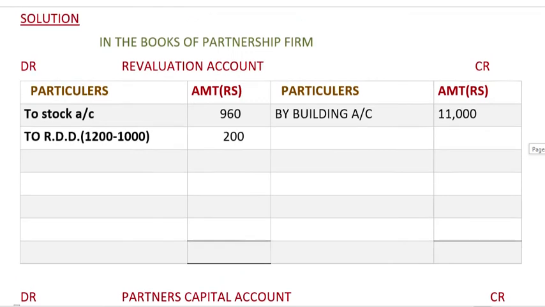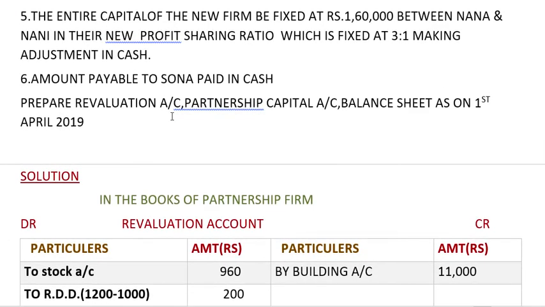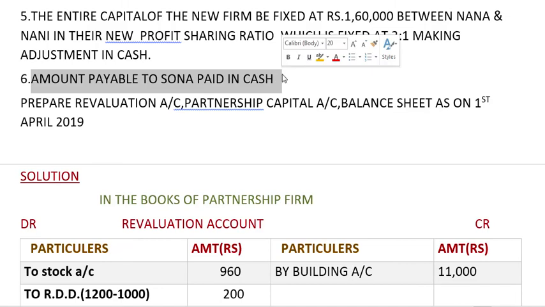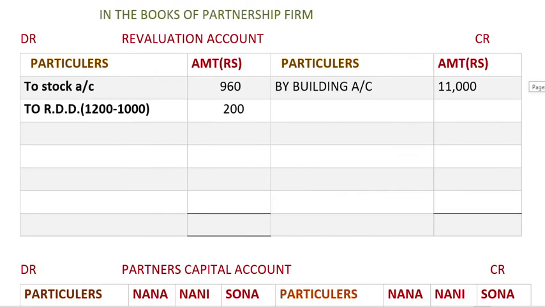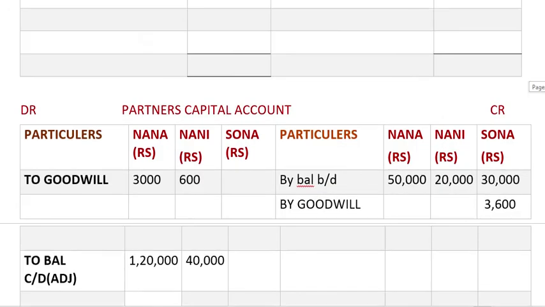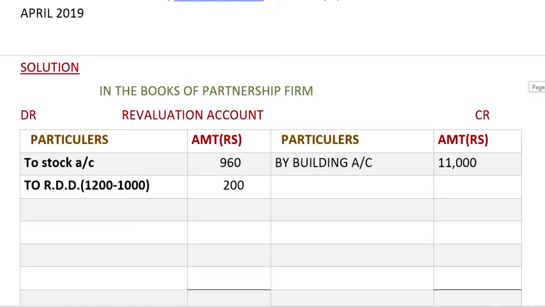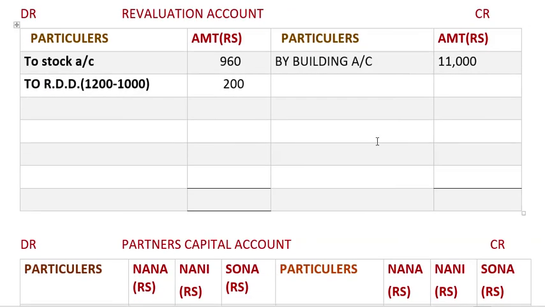Now further, sixth, amount payable to Sona paid in cash. Okay, amount payable to Sona is paid in cash, means Sona is going and she is taking in cash. So what we'll do, first whatever the profit they have got or losses they have got, it has to be distributed amongst all the partners. Okay, before going to Sona, we'll close this revaluation account first, and then we'll distribute what Sona is going to get and Nani is going to get. Okay, so we'll be calculating this.